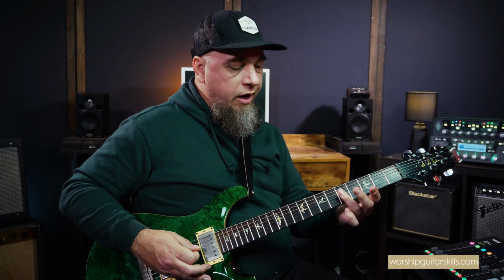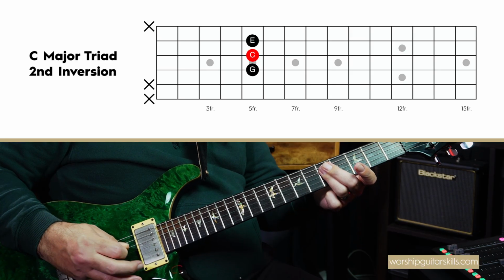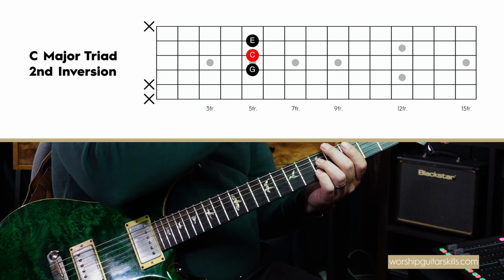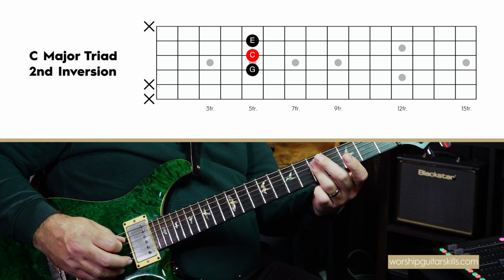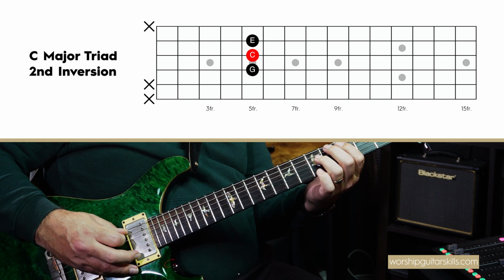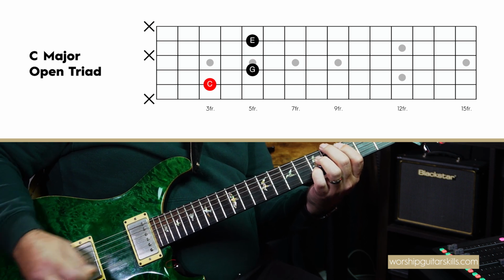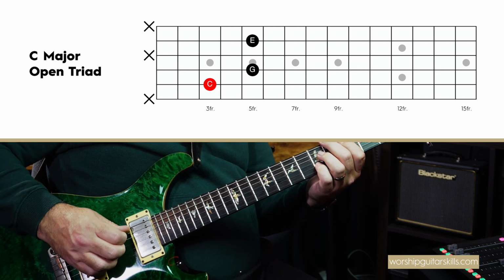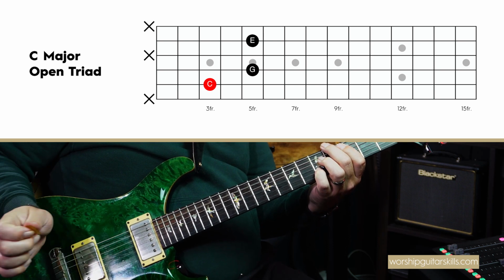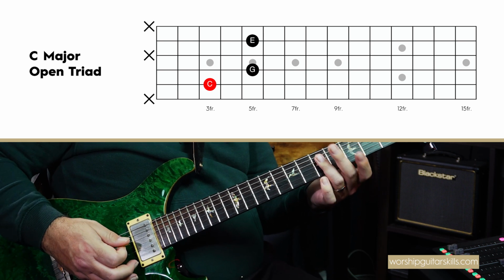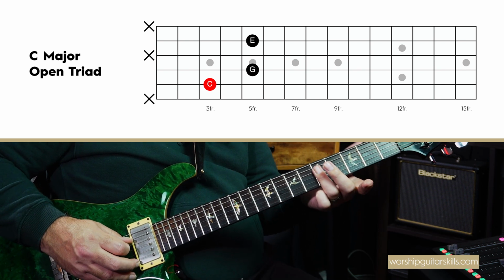Now an open triad is normally where you take the middle note of your triad, in this case it's C, and drop it down an octave. So instead of playing G, C, E, I'm going to play C, G, E. And when I have the right tone dialed in, it gives me this really cool sound.